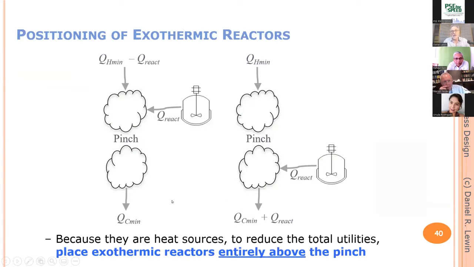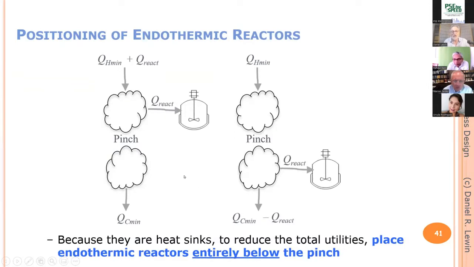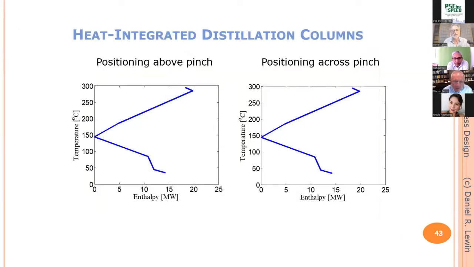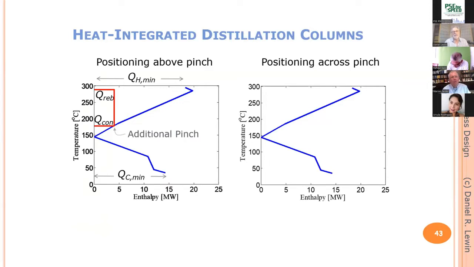Regarding the positioning of reactors, distillation columns, heat pumps, and heat engines, very, very briefly, exothermic reactors are, of course, heat sources. Therefore, they should be placed entirely above the pinch. Endothermic reactors are heat sinks. Therefore, they should be placed below the pinch. Distillation columns have to be positioned either above or below the pinch, not across the pinch. Very easily explained using the grand composite curve. Here is an example of a well-placed distillation column entirely above the pinch.